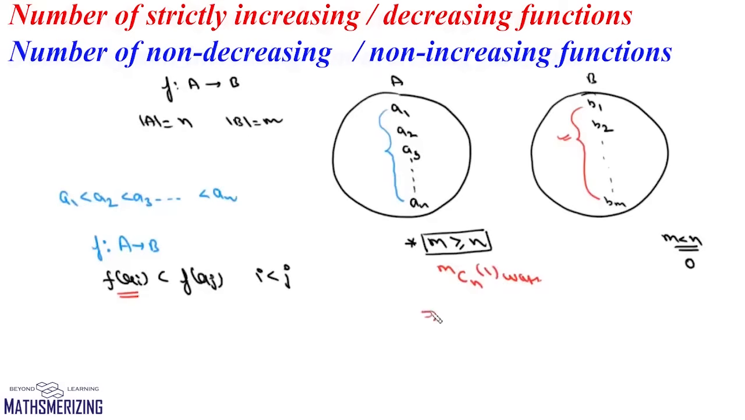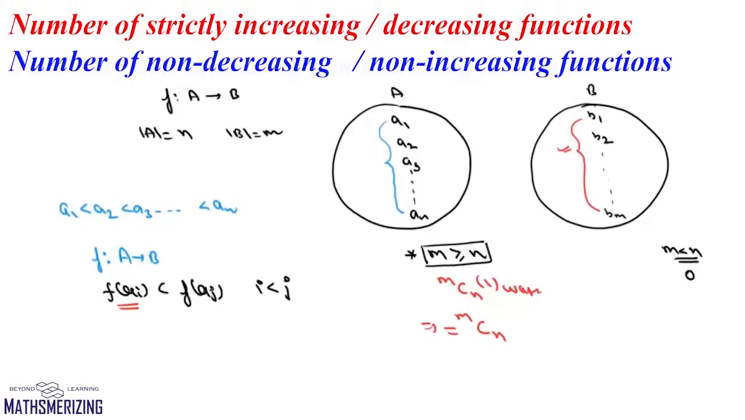So, the number of strictly increasing functions, or for that matter the number of strictly decreasing functions, from set A to set B is given by mCn whenever m is greater than or equal to n. And if m is less than n, the number of such functions will be simply 0.